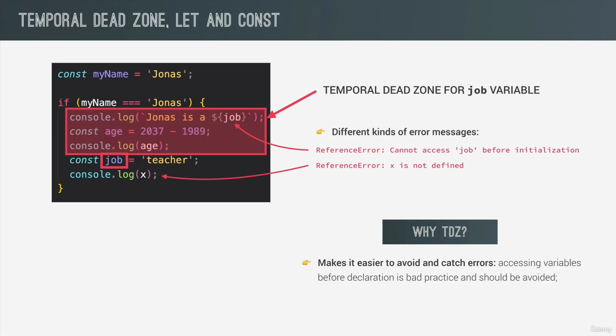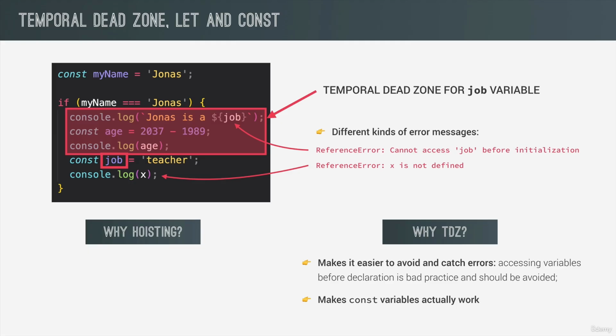A second and smaller reason why the TDZ exists is to make const variables actually work the way they are supposed to. So as you know, we can't reassign const variables. So it would not be possible to set them to undefined first and then assign their real value later. Const should never be reassigned, and so it's only assigned when execution actually reaches the declaration. And that makes it impossible to use the variable before. Okay? Make sense?